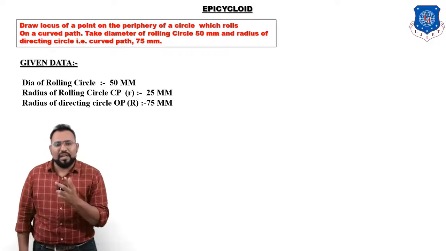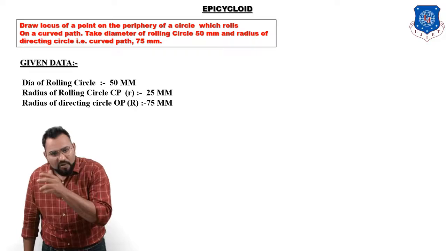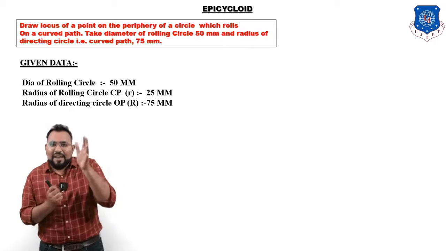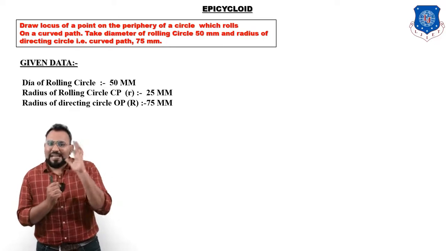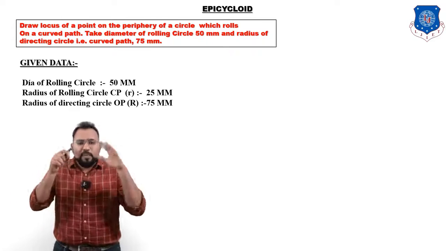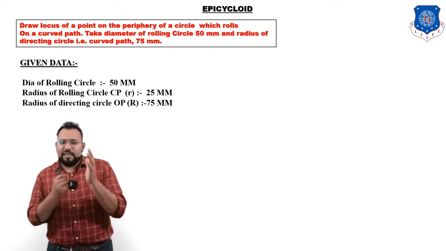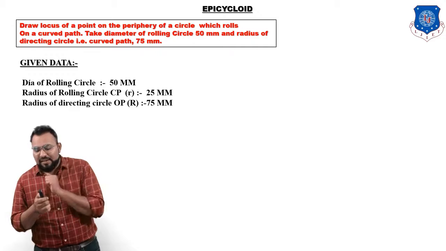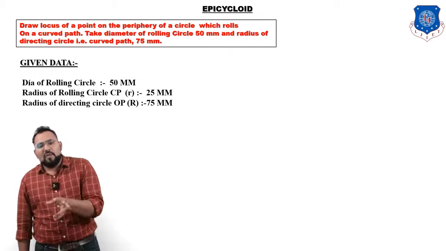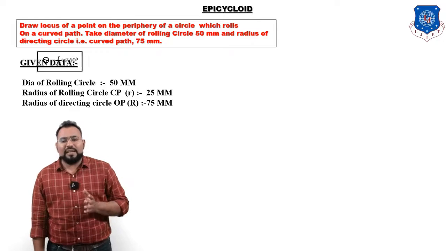So here we have two circles, a smaller circle that we call the rolling circle with a smaller radius, and another big circle which we call the directing circle, having radius capital R. Whenever I say small r, I am talking about the rolling circle. When I say capital R, I am talking about the bigger circle, the directing circle, whose radius is given as 75 mm. So first we will draw the radius of the directing circle, like this.